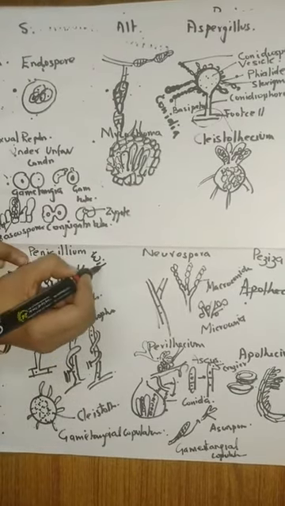And so this group is placed under Hemiascomycetes, and they have got some naked ascus. See, this is ascus bearing the ascospores.